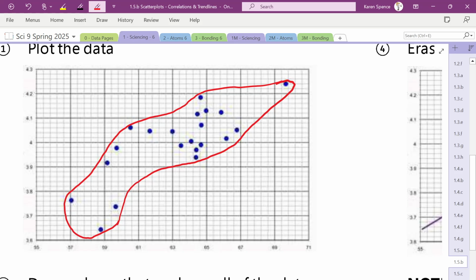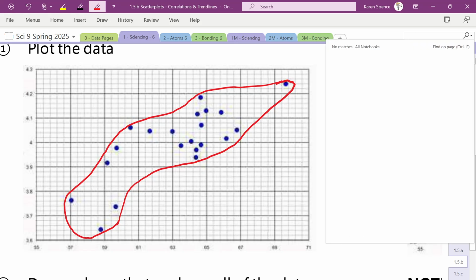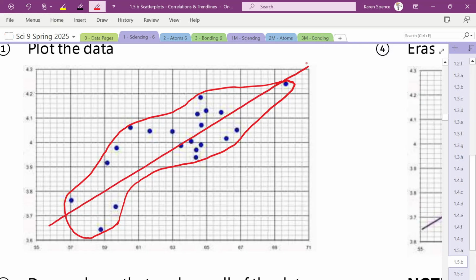And then, once you've got your blobby shape drawn, what will you do? You will take your ruler. It's always best to have a see-through ruler so you can see through it, and you will put it in the middle of your shape, and you will try to cut that shape in half. That's not bad. I might want to put it a little bit higher, actually.